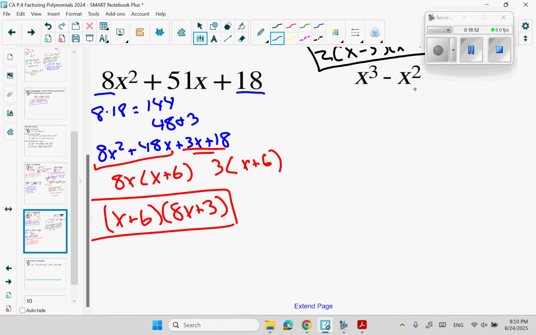Here I only have two things, so when in doubt, take out whatever they both have. So they both have an x squared. Leave me with x minus 1.